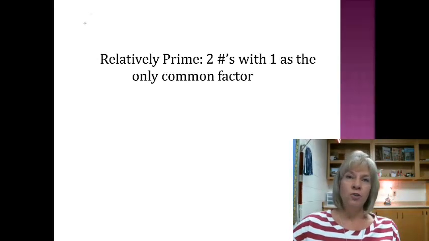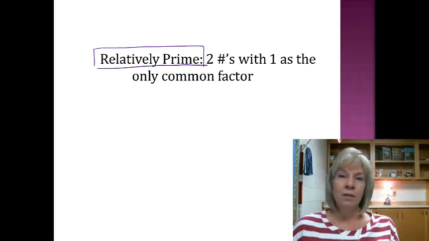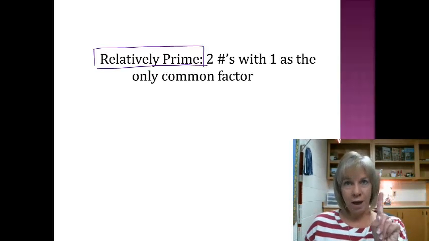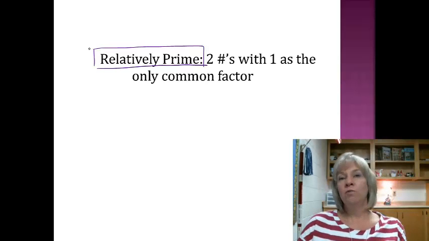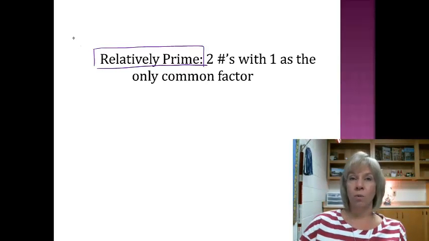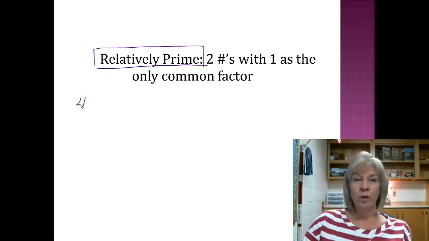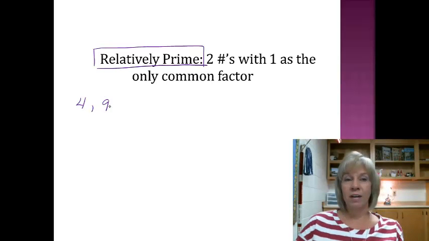All right, I want to introduce you to a new term, relatively prime. Relatively prime means two numbers that only have the number 1 as their common factor. So if you wrote out all the factors, the only thing that they would have in common is 1. For example, 4 and 9. The factors of 4 are 1, 2, and 4. The factors of 9 are 1, 9, and 3. The only thing they have in common is 1.